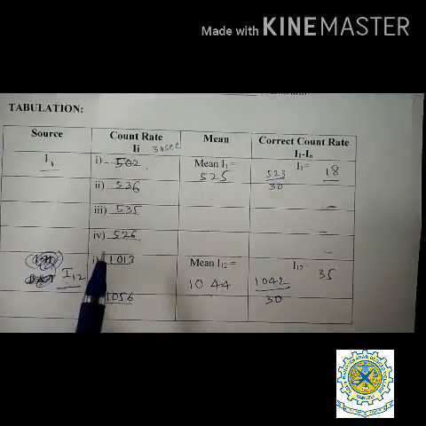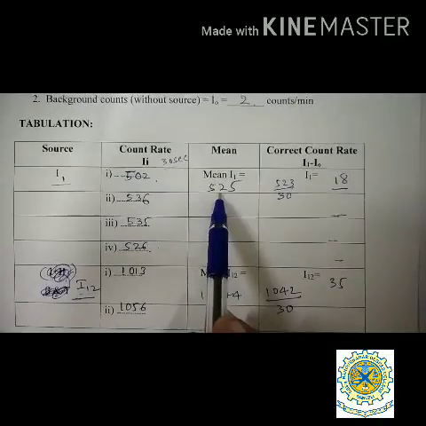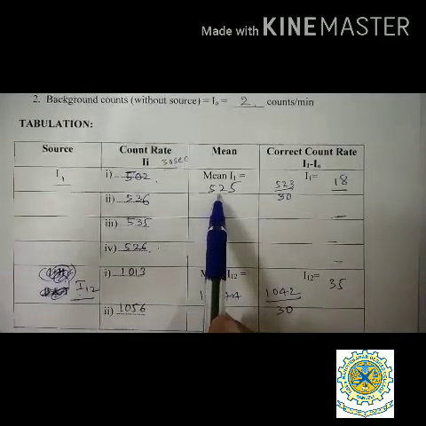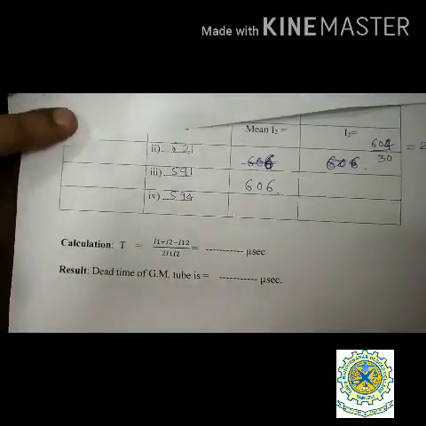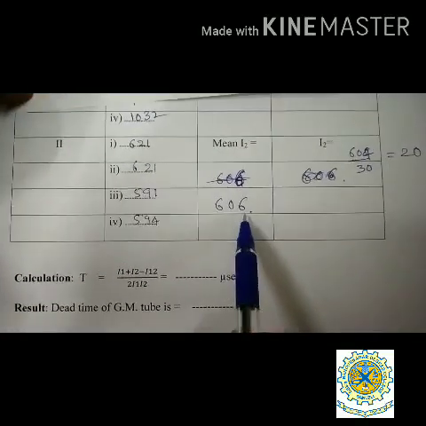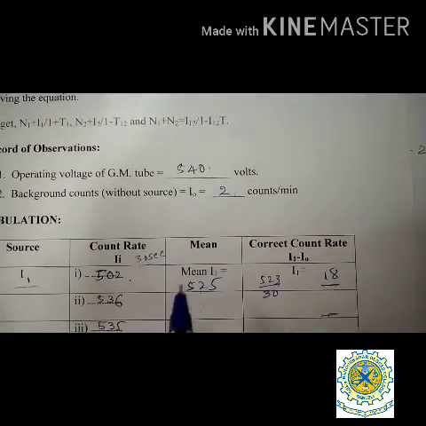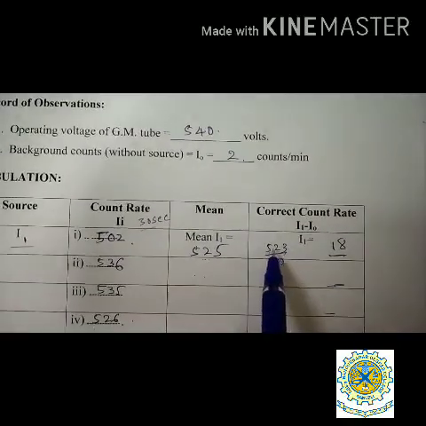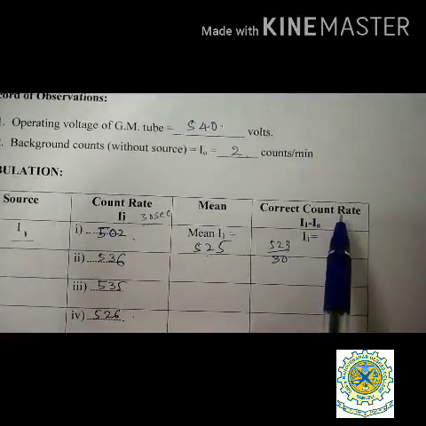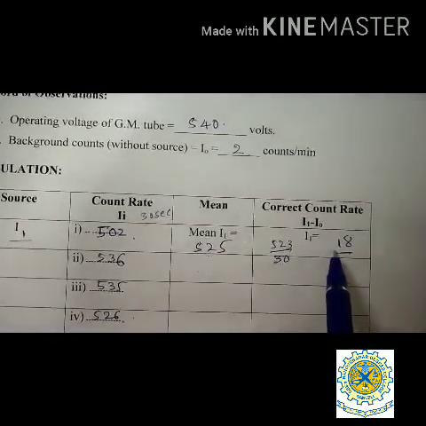Now we go for the calculation part. For I1, the mean we got is 525, the mean of I12 is 1044, and the mean of I2 is 606. Again, this value has to be subtracted with the background count, such that we got 523, and that has to be divided by the 30 seconds, and we got 18.